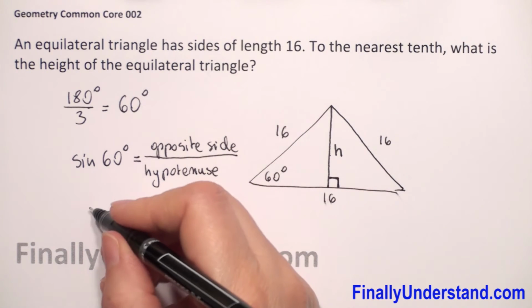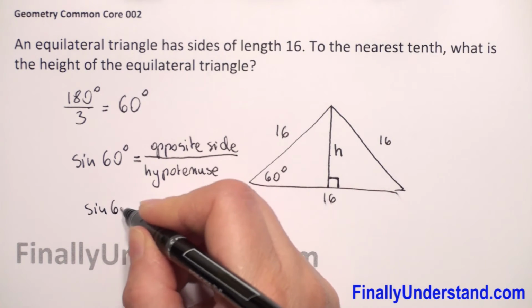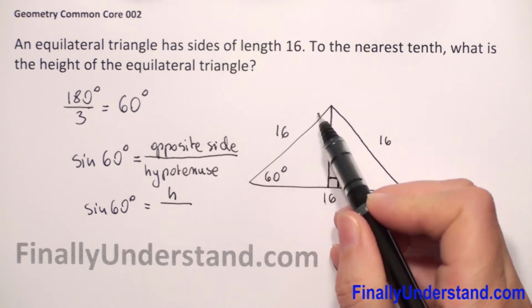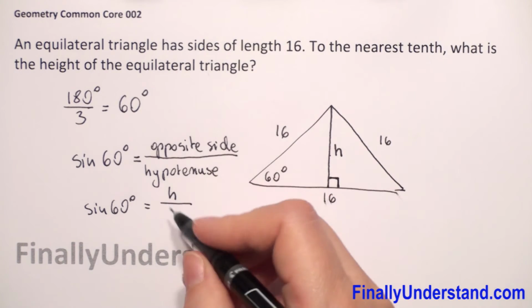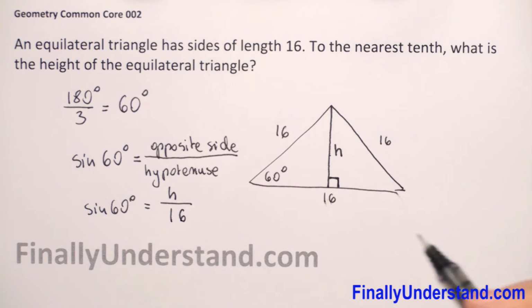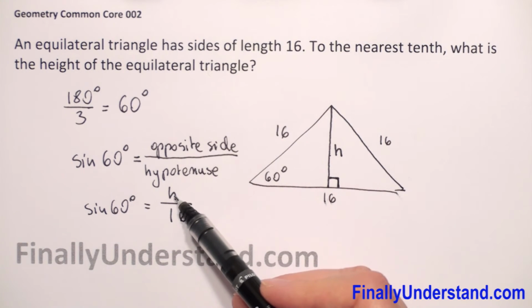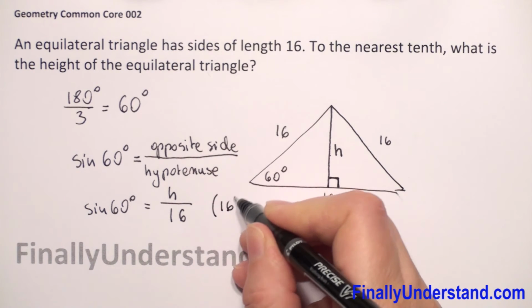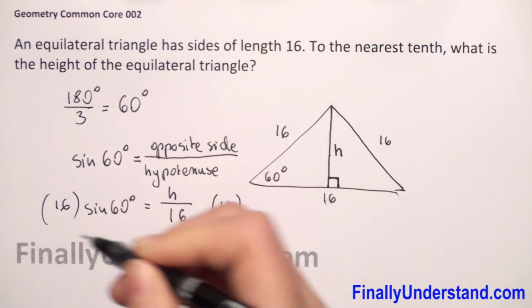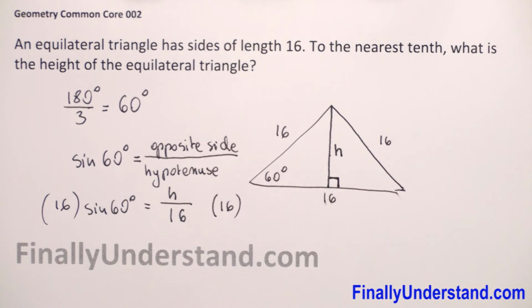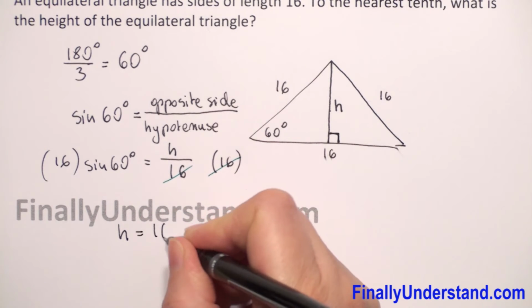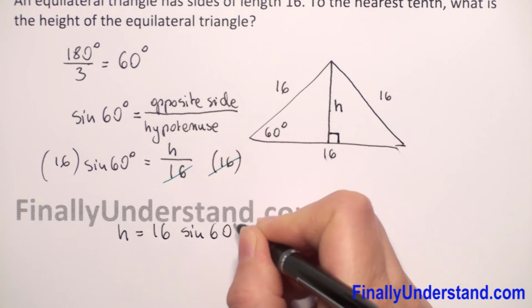So we can write this one more time. Sine of 60 degrees, the opposite side is h, to the hypotenuse, which is given as 16. So now our unknown is only h. We will multiply both sides by 16. 16 and 16 we can reduce, and we have that h is equal to 16 times sine of 60 degrees.